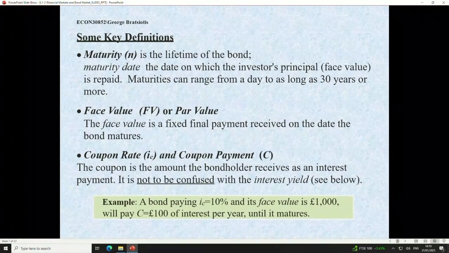So, if, for example, a bond pays a 10% coupon payment in interest rates, and its face value is £1,000, it will pay £100 in coupon payments until it matures.